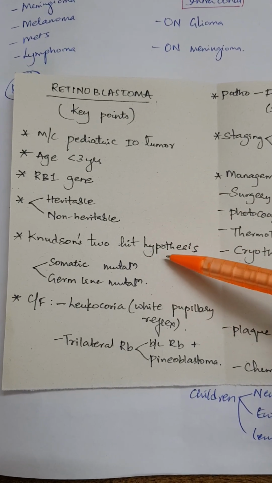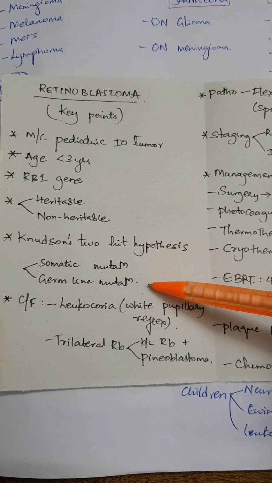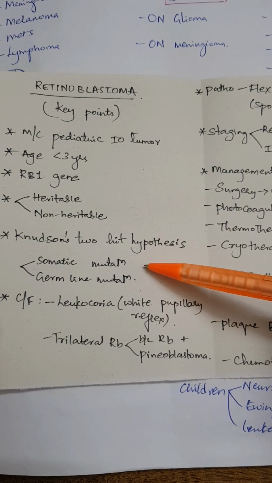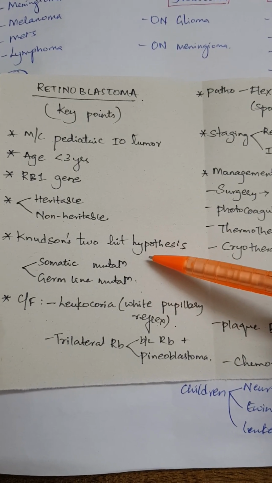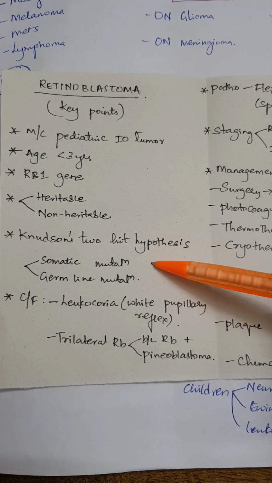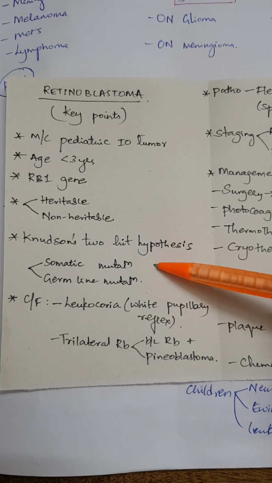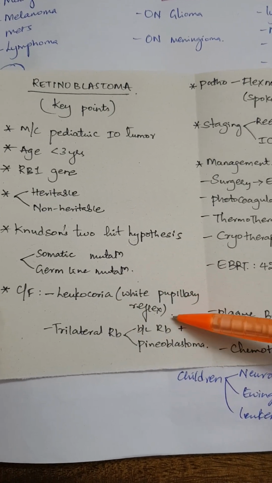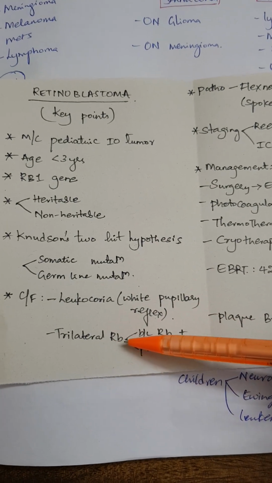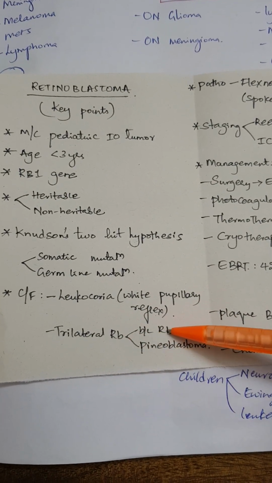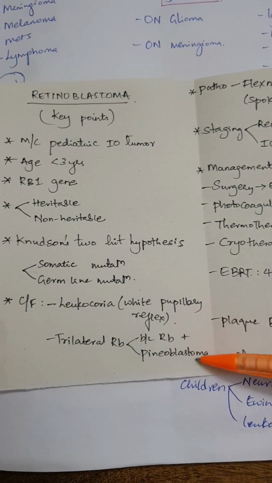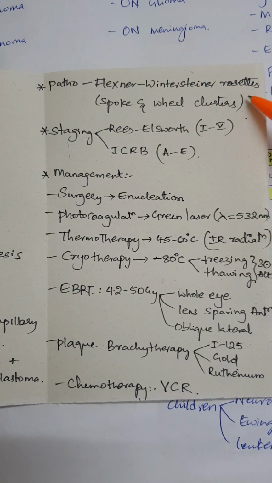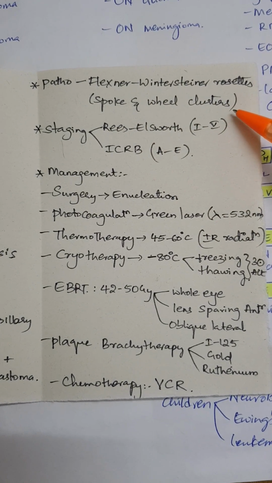According to Knudsen's two-hit hypothesis, it is based on somatic and germline mutation, where both the germline and somatic mutation are required for heritable retinoblastomas, and both are somatic mutations in cases of non-heritable retinoblastomas. The clinical feature that you have to remember is leukocoria, which is the white pupillary reflex, and there is also the trilateral retinoblastoma, which is the feature of bilateral retinoblastoma and pineoblastoma. And in pathology you will see Flexner Wintersteiner rosettes, which is also called as spoke and wheel clusters.